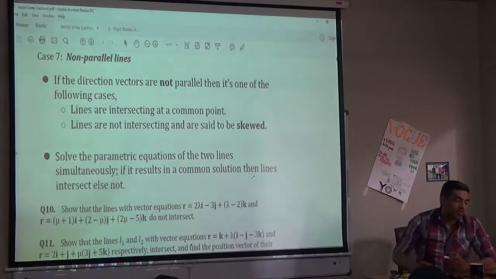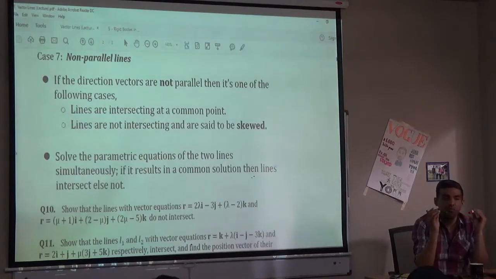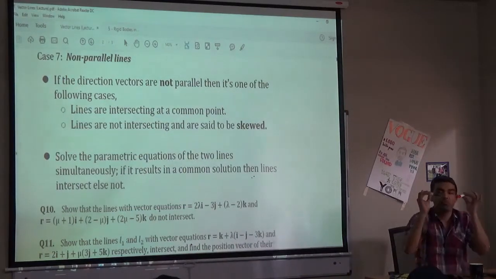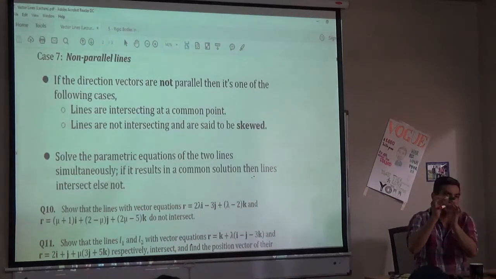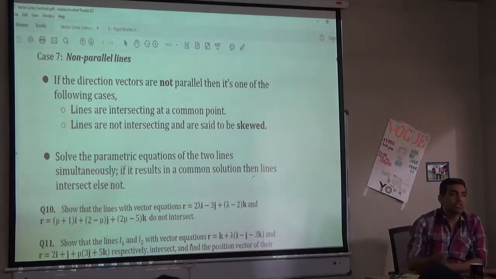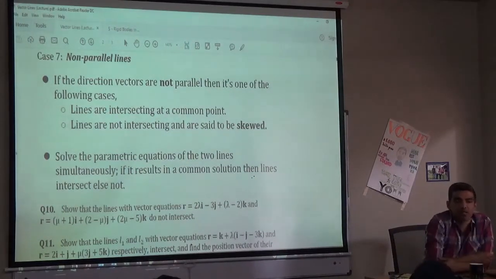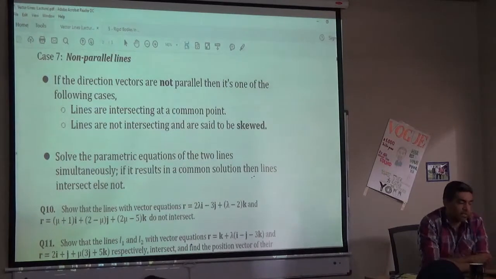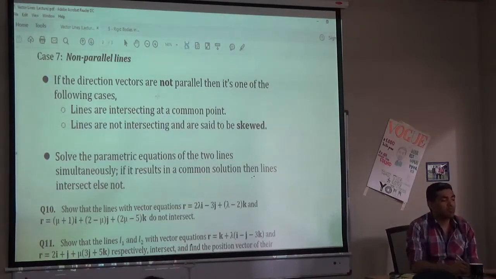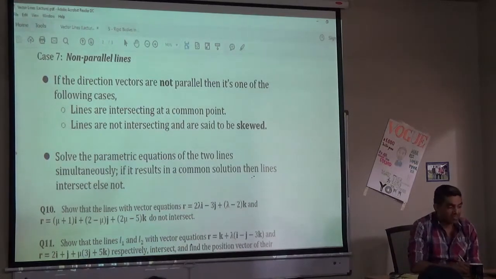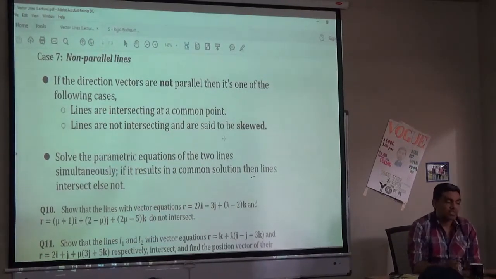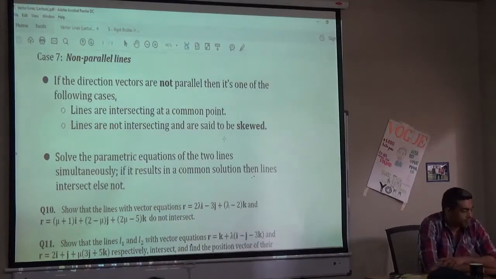But in 3D, if two lines are not parallel, that does not mean that they will definitely intersect. Two lines can be in different planes and can be non-parallel and still not intersect. Those lines which are not parallel and still do not intersect are called skewed lines. If the direction vectors are not parallel, then it's one of the following cases: either the lines are intersecting at a common point, or the lines are not intersecting, in which case they are said to be skewed. Now, how do you tell the difference?